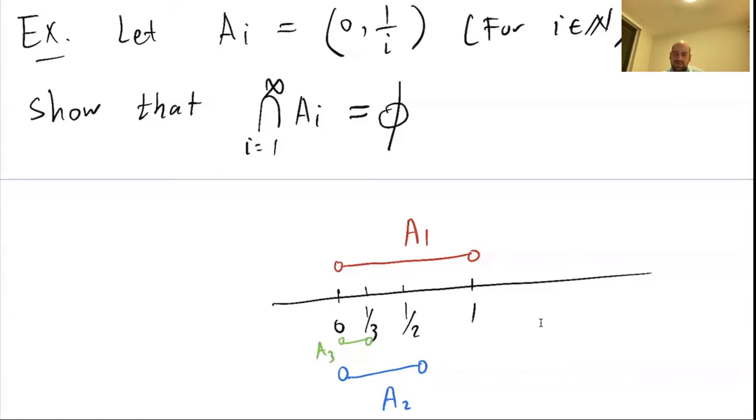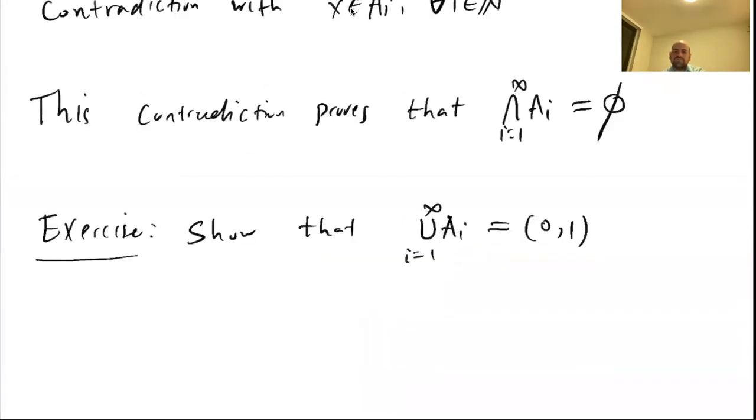Well, that's very easy to guess because A2 is a subset of A1, A3 is a subset of A2, and so on. So if we take the union, we get the biggest set that contains all other sets, and that is A1, right? Because A2 is a subset of A1, A3 is a subset of A2, and so on. So we can use this argument to show that. So exercise, show that the union over i from 1 to infinity is equal to 0 to 1, which is equal to A1.